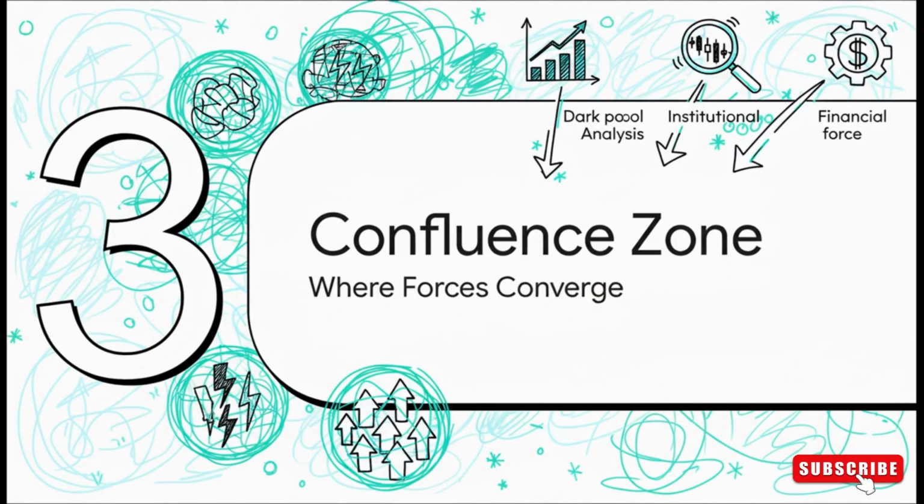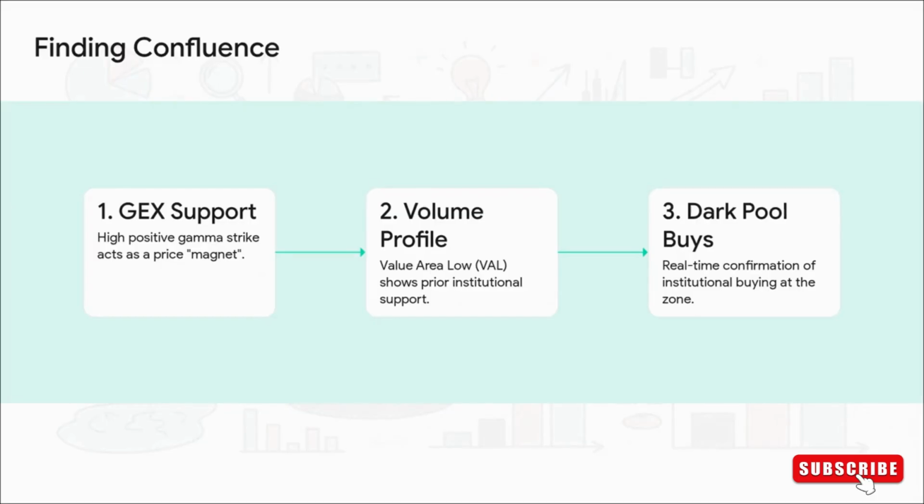A single signal is good, but the most powerful, highest probability setups happen when multiple totally independent institutional forces all line up at the exact same price level. We call this the triple confluence zone. And this slide right here shows you the 3 pillars that build that zone.